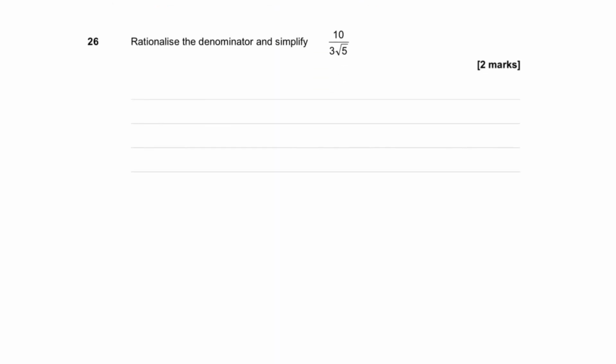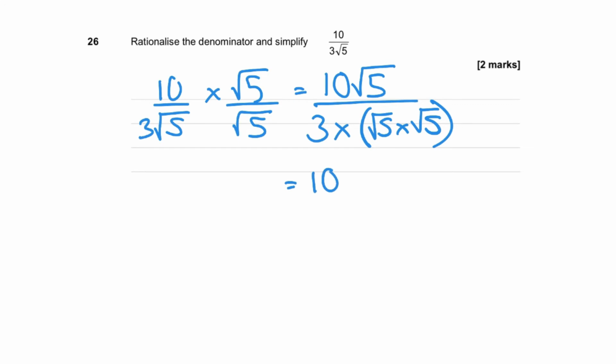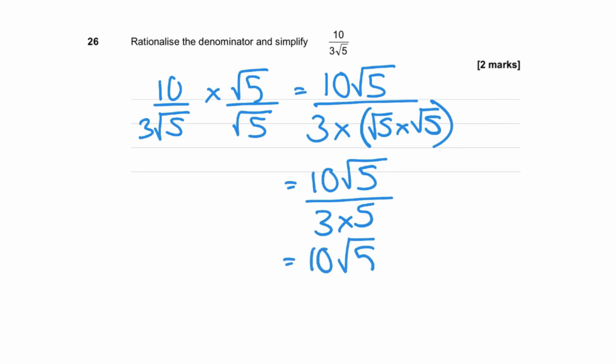Our next question says, rationalise the denominator and simplify 10 divided by 3 root 5. So to rationalise the denominator, we need to times 10 divided by 3 root 5 by root 5 divided by root 5. So that gives us 10 root 5 on the top, and then 3 times root 5 times root 5 on the bottom. So that's 10 root 5 divided by 3 times 5, which is 10 root 5 divided by 15.